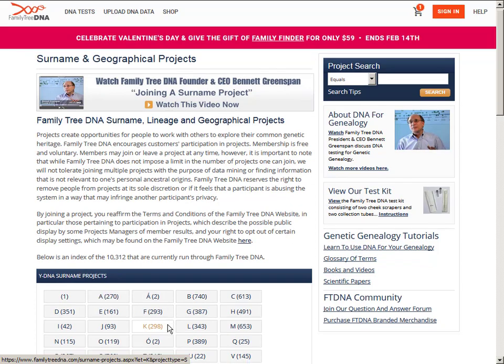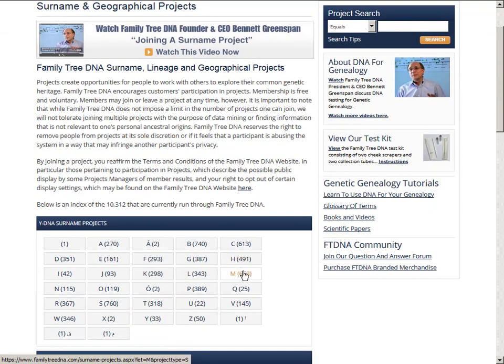So if your surname is Moriarty, for example, you go to M and see is there a Moriarty project. There's 653 projects for surnames beginning with M, and they take a while to load, but eventually it'll load up the list and you can scroll down, or you can just do a Control F and search for Moriarty when it opens and see if there is a project.